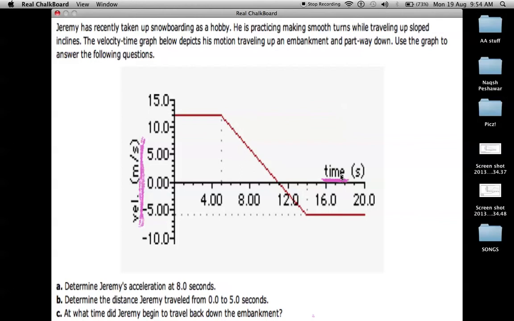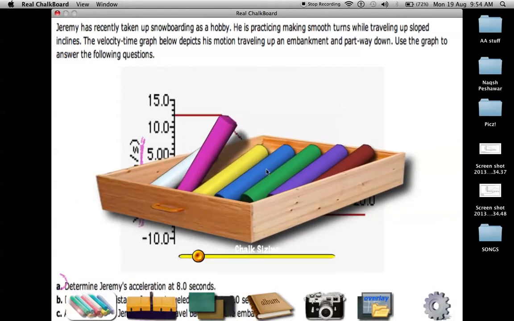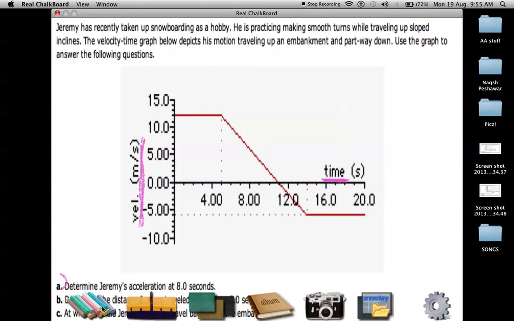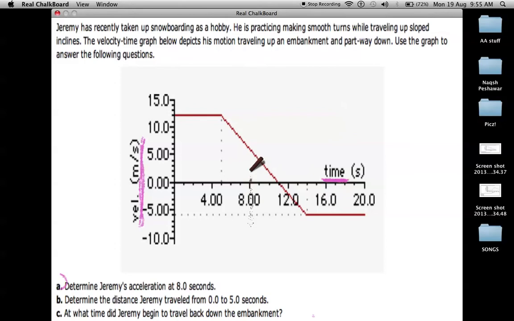So determine Jeremy's acceleration at 8 seconds. The first question here. Let me just change the color here. I think we haven't used this brown in a while. So we just take brown. So determine Jeremy's acceleration at 8 seconds, at this point, his acceleration at this point. So first of all, you should know that the slope of a velocity time graph gives us acceleration. So the slope gives us acceleration.